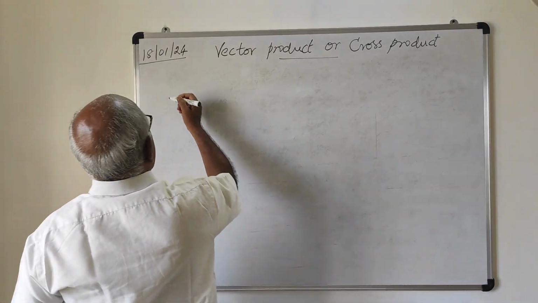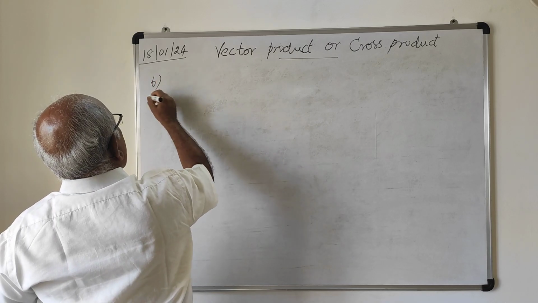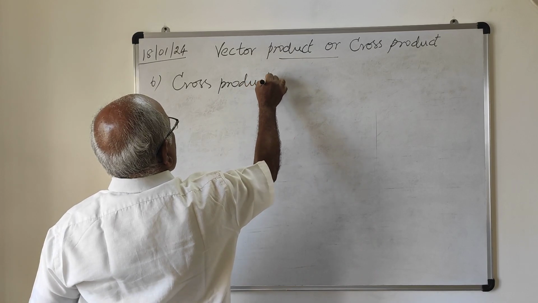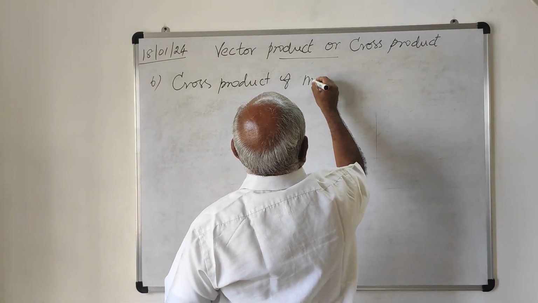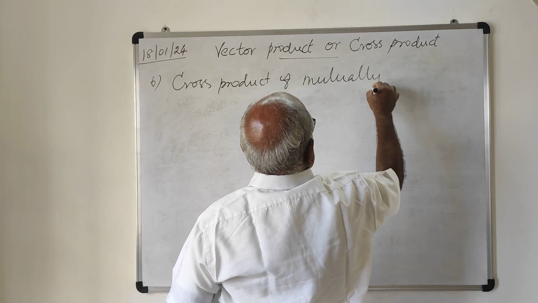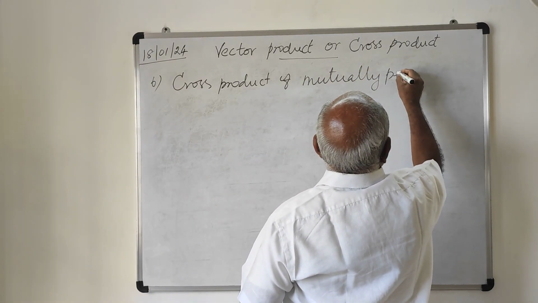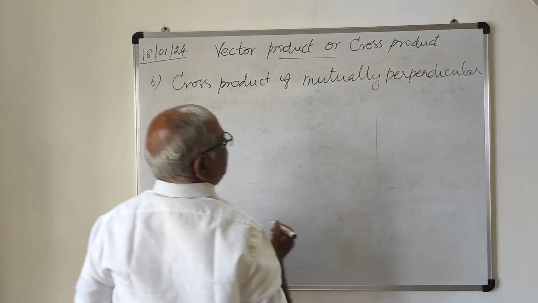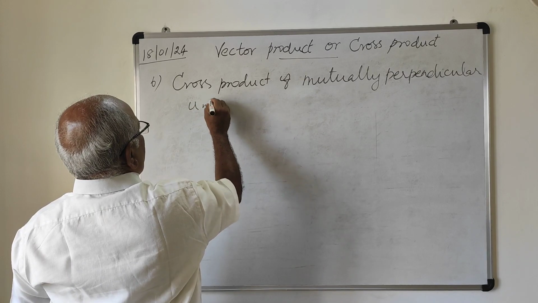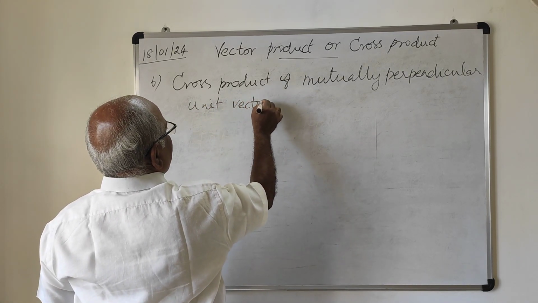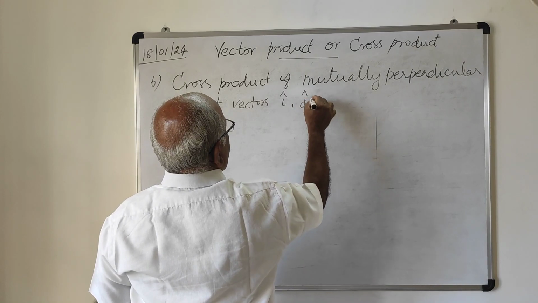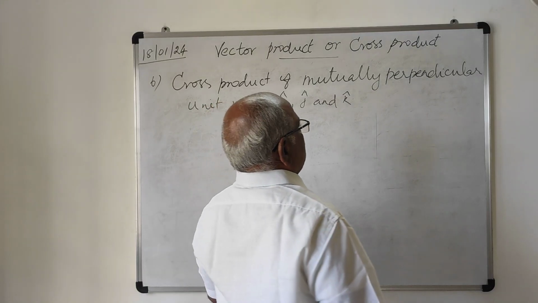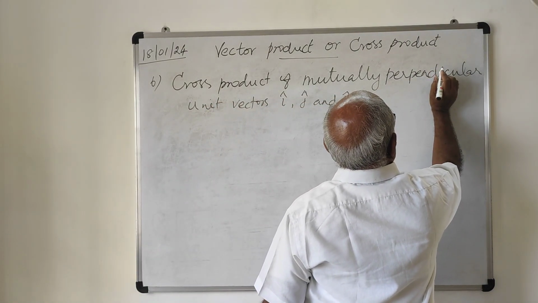Next, the sixth one: cross product of mutually perpendicular unit vectors i, j and k.